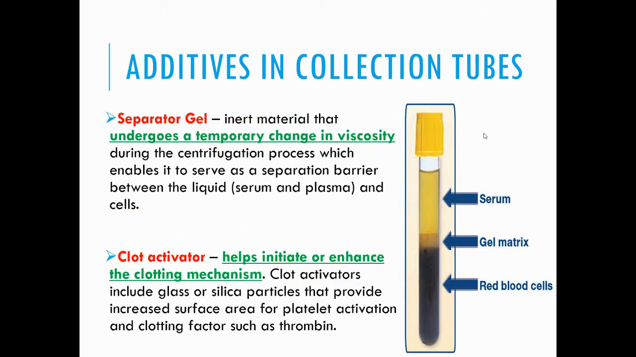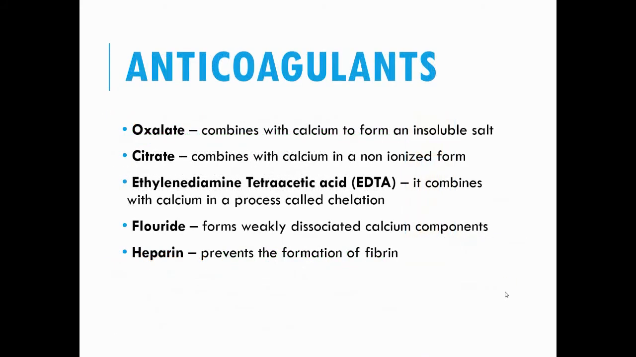So first, the separator gel. It is an inert material that undergoes a temporary change in viscosity. During centrifugation, it serves as a separation barrier between the liquid and the cells. And also we have the clot activator. It helps initiate or enhance the clotting mechanism for the gold top tubes, usually for clinical chemistry procedures. We have different types of anticoagulants.